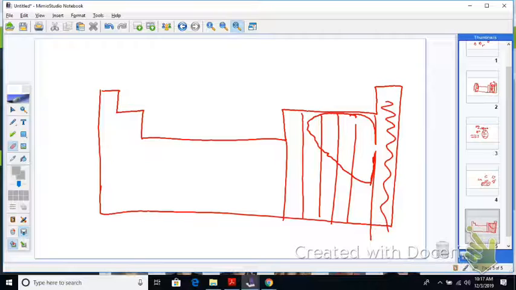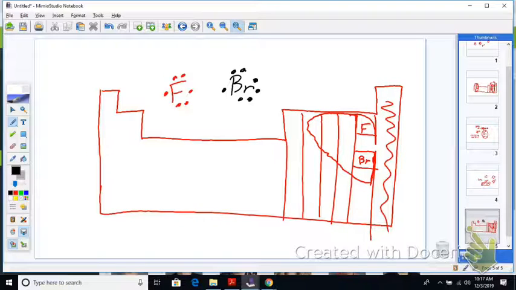Okay, so we're going to pick a couple out here. We're just going to pick a couple out. We're going to pick out bromine and fluorine. Those are the 2 we'll pick out. So we write the electron dot notation for fluorine. Okay, and then we're going to do the same for bromine. They both want an electron. How many do they need to get 8? 1. 1 each.